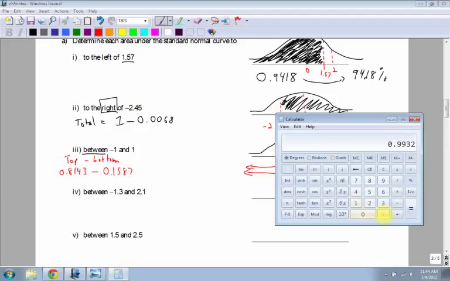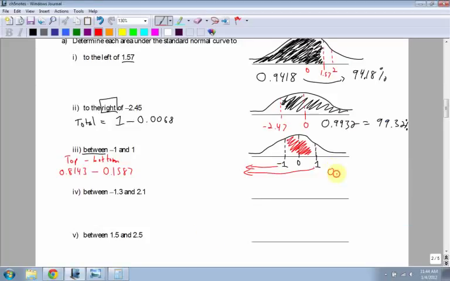I subtract the two, so I get 0.8413 minus 0.1587. I get an area of 0.6826, which is equal to 68.26%. Okay, so 68.26% of the data lies between -1 and +1. And that's just using the Z tables and subtracting off the top minus the bottom.